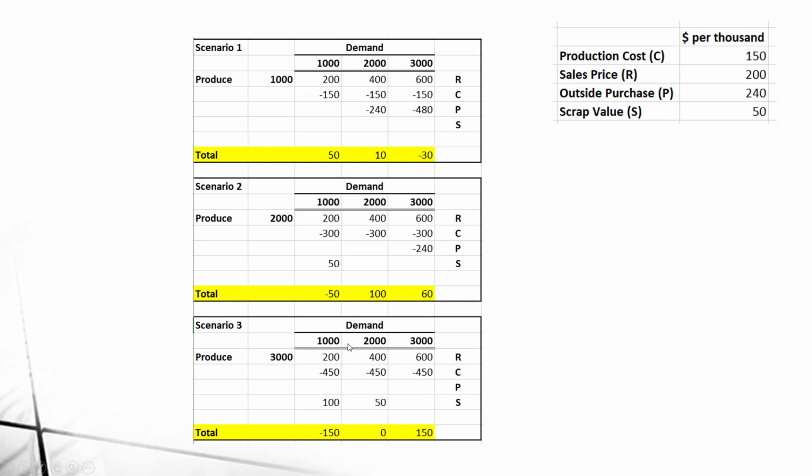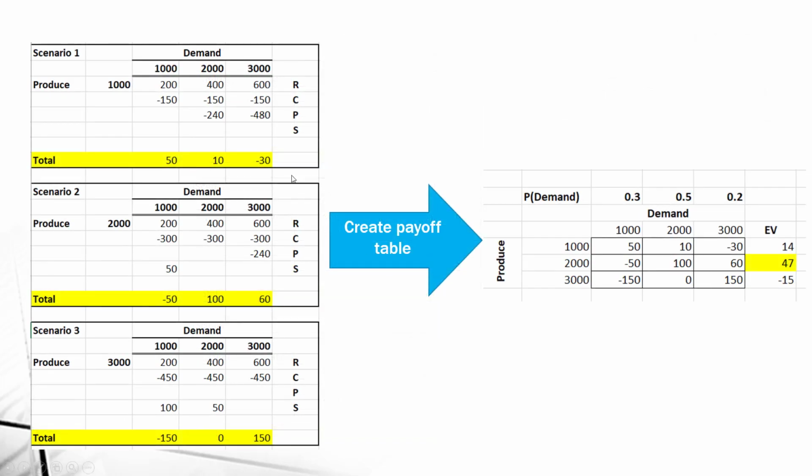So once again, as you can see, the sales price is going to be the same. The cost now is going to be 3 times the 150. Okay, and so outside purchases, well, if they produce 3,000, they're not going to have to make any outside purchases, but if they produce 3,000 and the demand was 1,000, then they'd get scrap of 2 times the 50, and also 50 if the demand was 2,000. So what you can do is what I have highlighted here, you can create an actual payoff table from this information. And that's what you see.